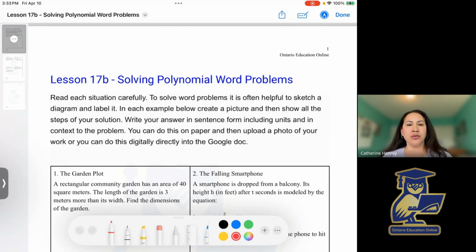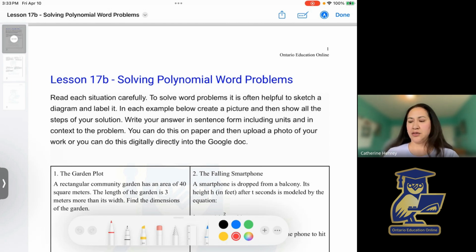Today we're going to take a look at lesson 17B, and I wanted to take an opportunity to go through some quadratic word problems with you. We're going to practice 6 examples here, and often when we're working with word problems, it's helpful to make a sketch or draw a diagram. Sometimes that'll apply, sometimes it'll be a little more difficult, but let's get started and see how these problems go.